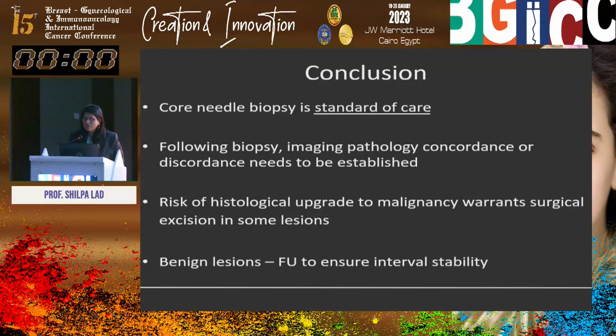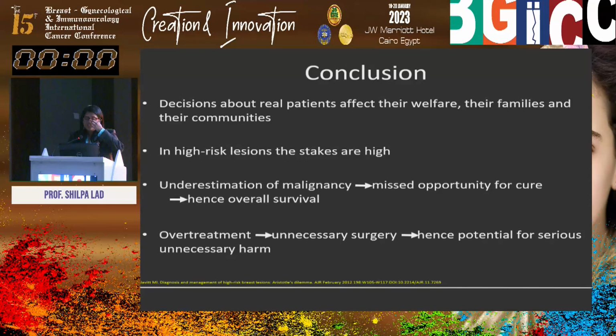So in conclusion, core needle biopsy with 14-gauge is the standard of care for breast lesions. Following biopsy, imaging-pathology concordance or discordance needs to be established. And depending on that, we recommend whether we need a repeat biopsy, or whether it is okay to send the patient back to routine screening, or we need to have a short interval follow-up, okay? Decisions are about real patients. It affects their welfare, their families, and their lives.